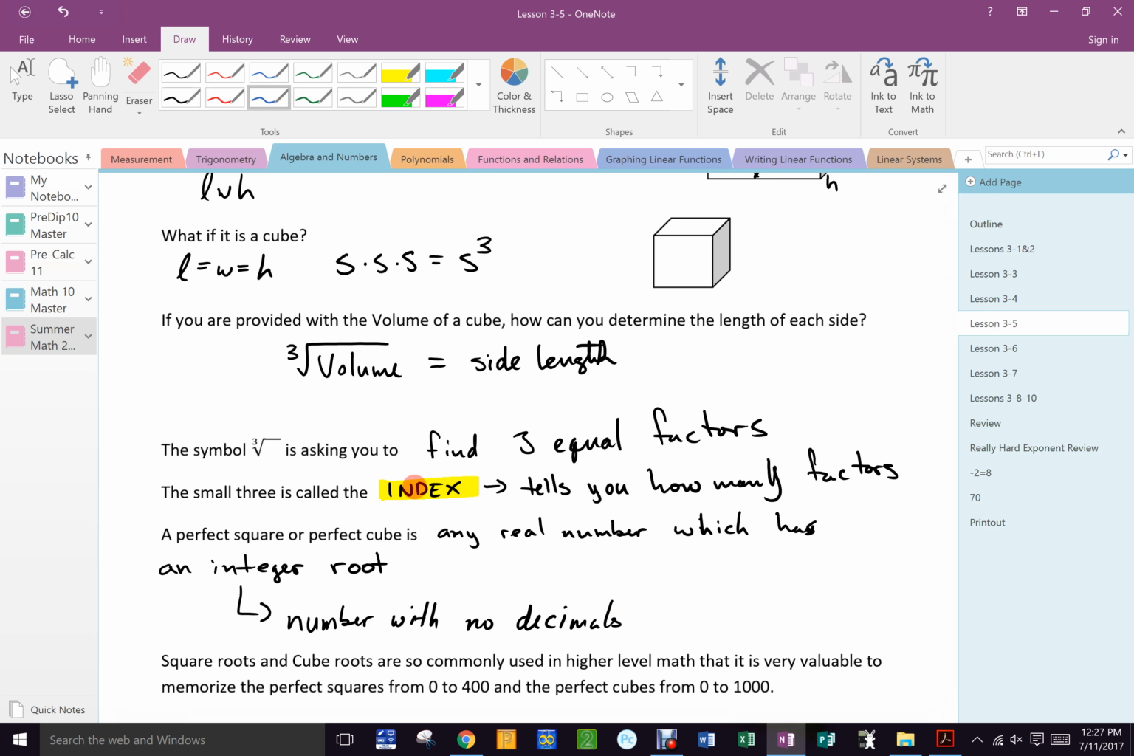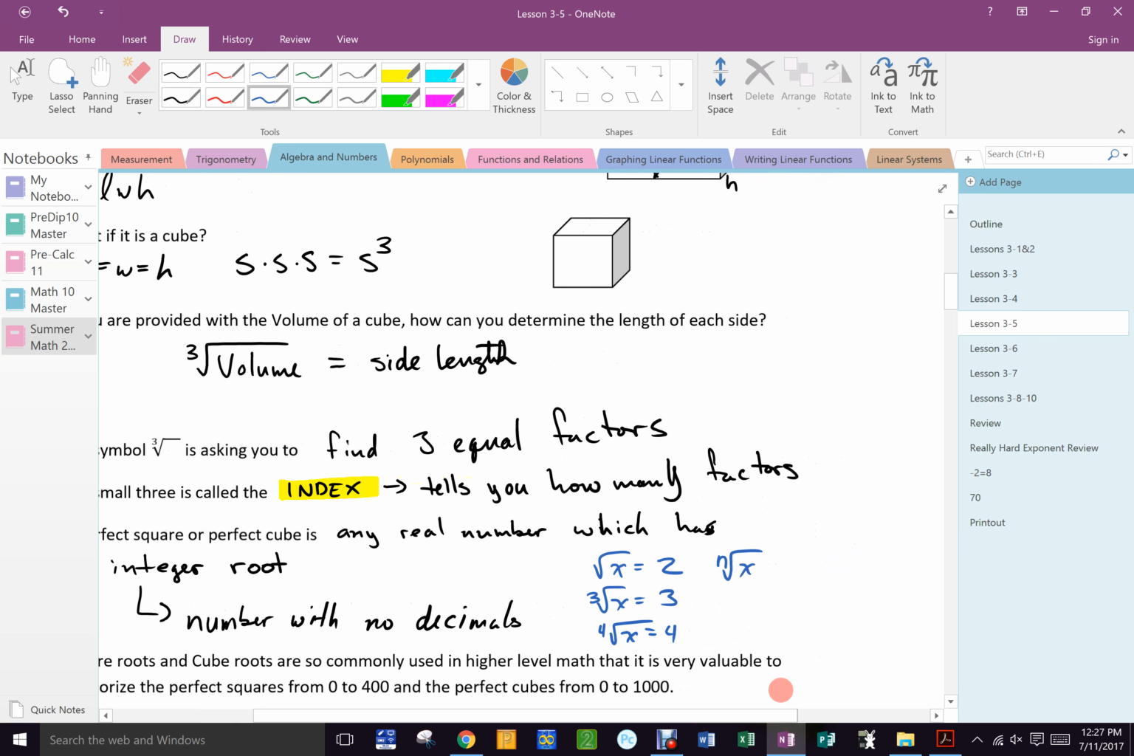So, I call your attention to this. If that means 2 factors, and that means 3 factors, what does that mean? 4 factors. And then what does this mean? Nx. That means n factors. Everybody cool?